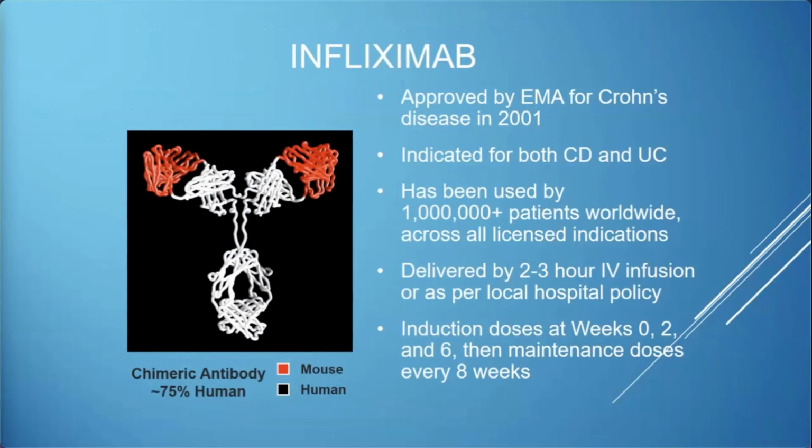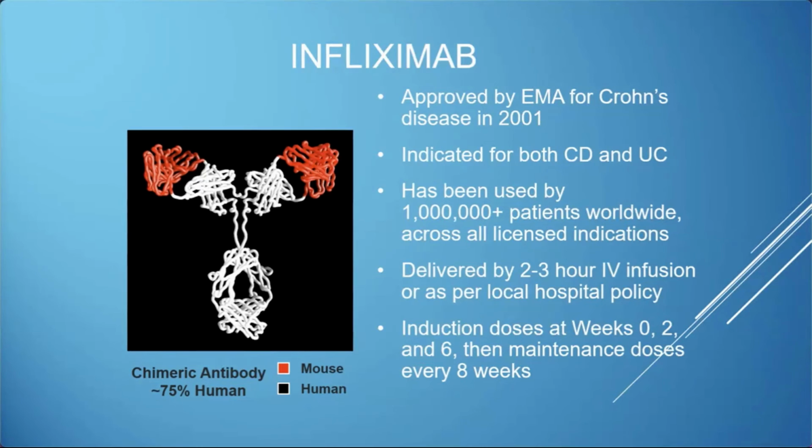And now on to biologics. The longest biologic that we've been using is actually infliximab, or known as Remicade. It was approved by the European Medicines Agency for Crohn's disease in 2001, so we have quite a long period of use for this drug. It's indicated for both Crohn's and colitis. It's been used in over 1 million patients worldwide across all licensed indications.